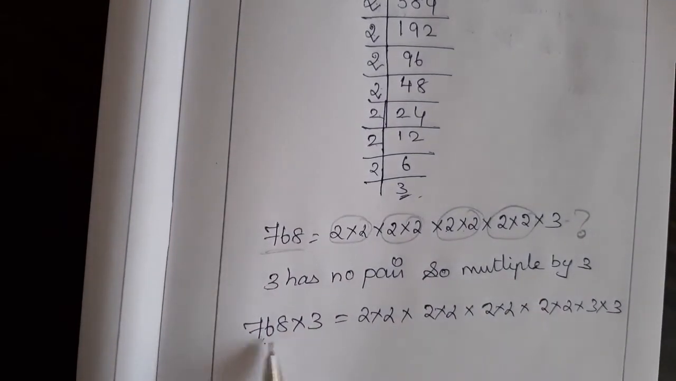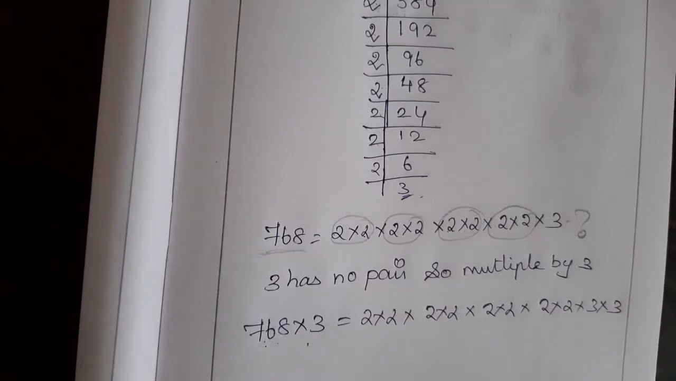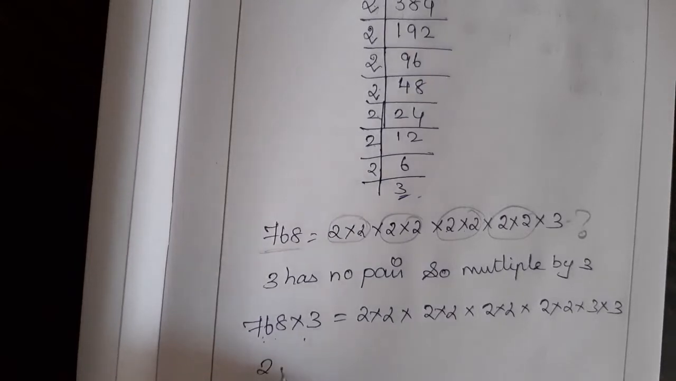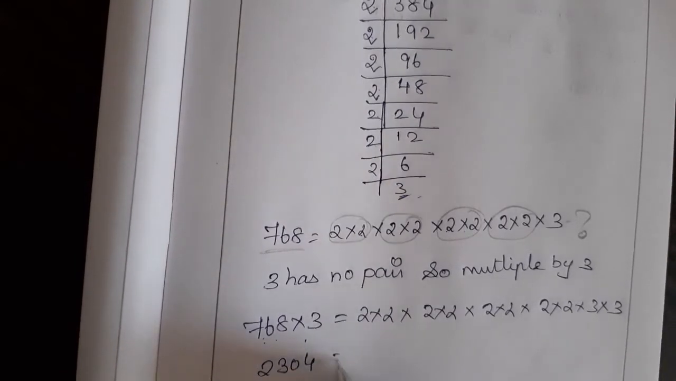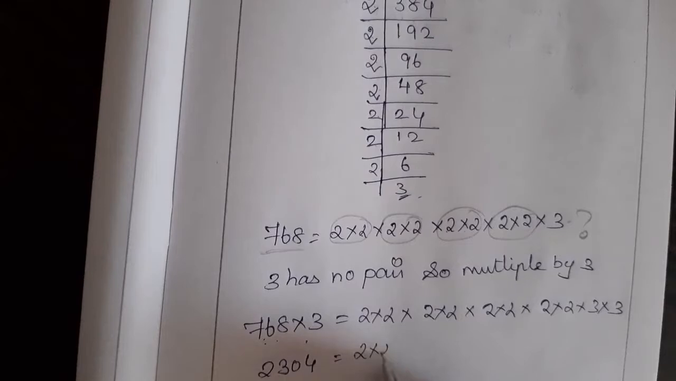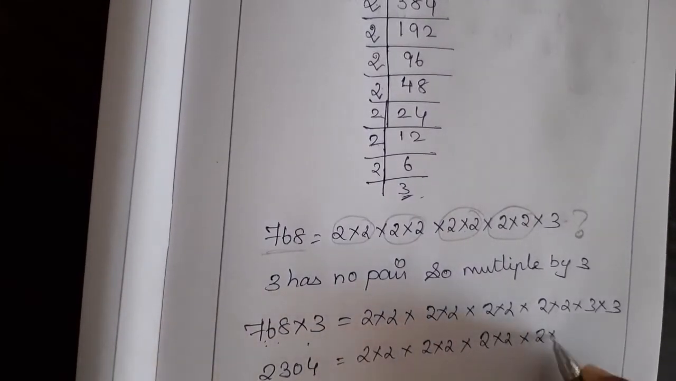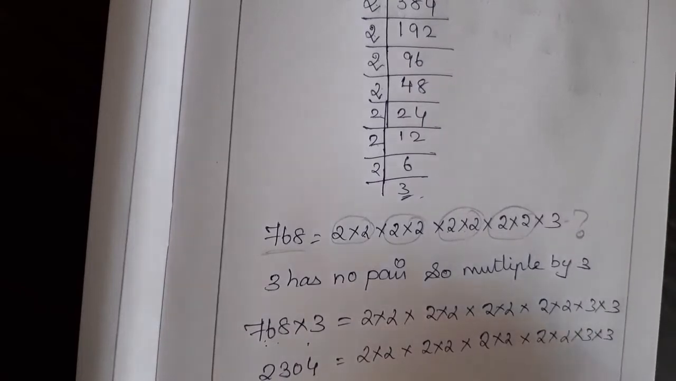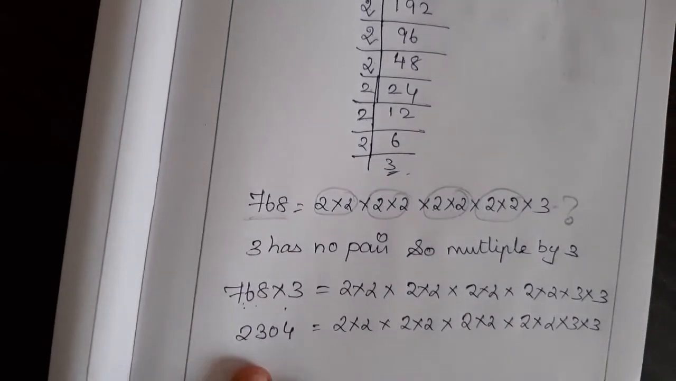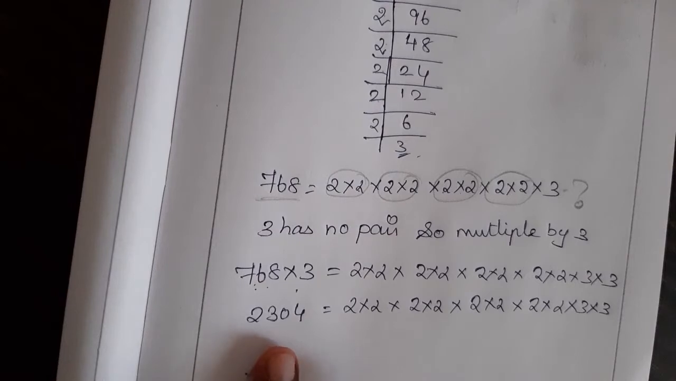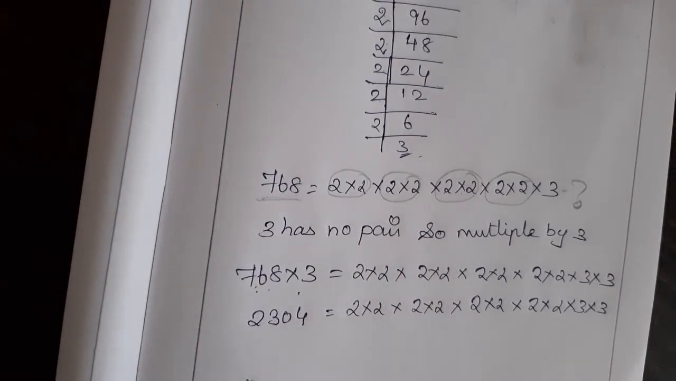So what is the value of 768 into 3? 768 into 3 is 2304. So 2304, the same we will obtain, right? We need not multiply on the left hand side because we are going to find the square root value of 2304. Because the question asked that after finding the perfect square, which is 2304, we have to take the square root value.